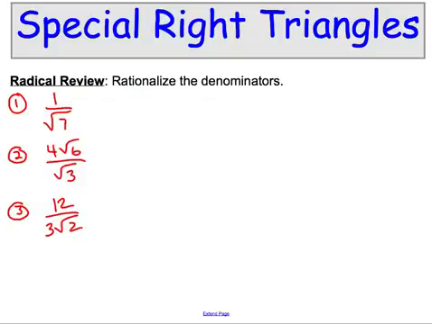Hey guys, today's lesson is going to be about special right triangles. Before we get started with special right triangles, I do want to refresh your memory on how to simplify radicals completely, which usually involves rationalizing a denominator, especially in the special right triangles bit here. So we'll take a look at these. Let me switch colors and we'll get started.